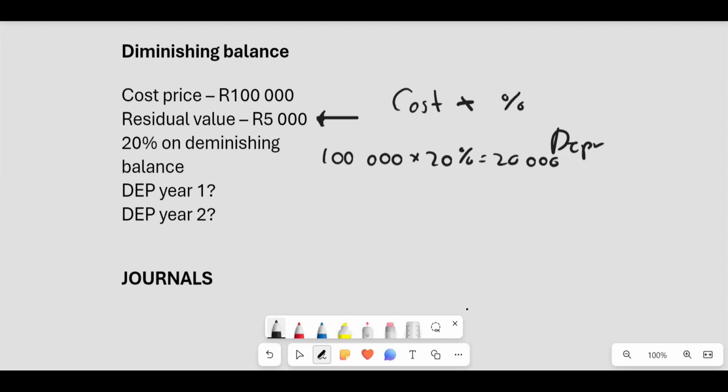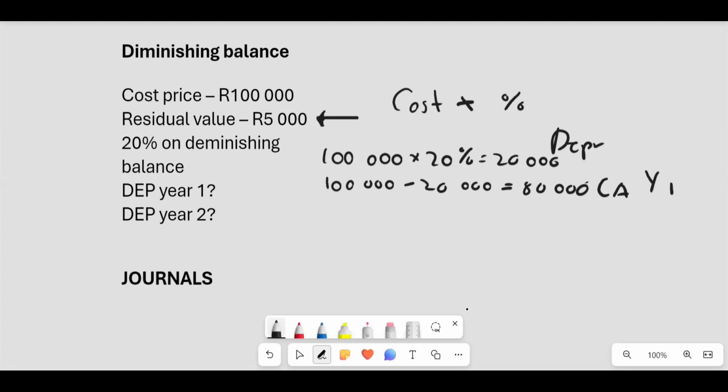And then, therefore, your carrying amount would be the cost minus the 20,000. Therefore, it gives you 80,000. So the carrying amount is the 80,000. Now here it gets a bit tricky. This is for year one.